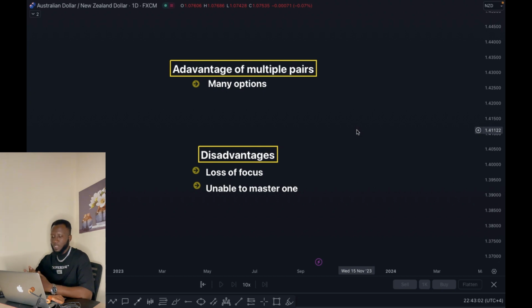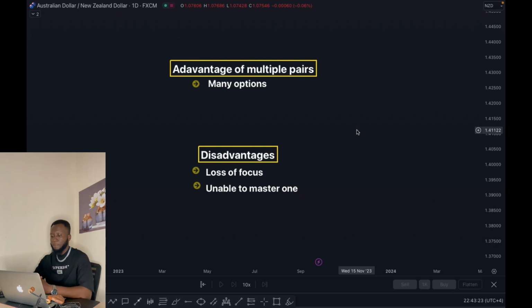Now let's look at the disadvantages of also having a lot of pairs in your watch list, right? So number one is you can easily lose focus, right? Because you are looking at a lot of pairs. Personally, this is what I used to do. I remember back in the days when I started trading, right? I had a lot of pairs in my watch list. I thought the more pairs I have, the more money I can make, right?